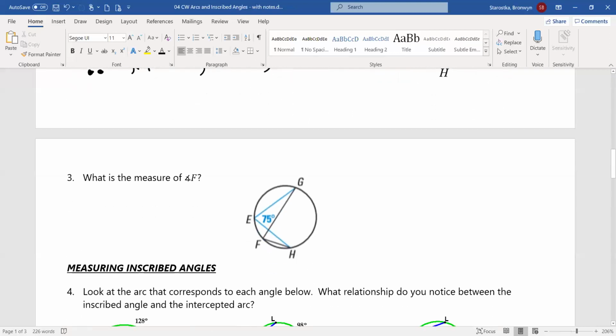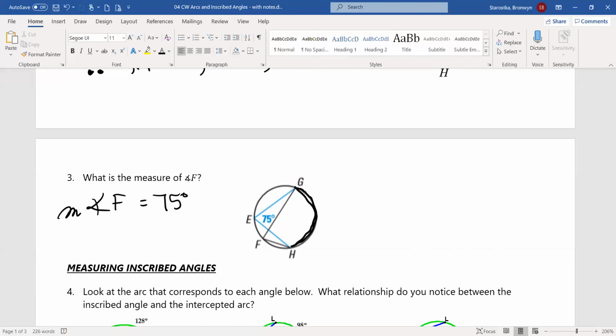So when I look at this example, if angle E is 75 degrees and it intercepts the arc GH, then what do we know about angle F? The measure of angle F also equals 75 degrees.